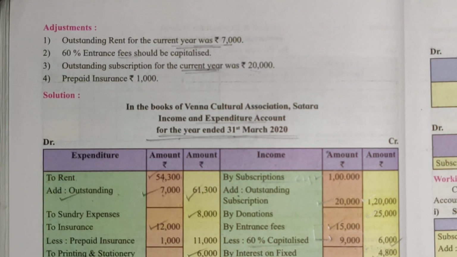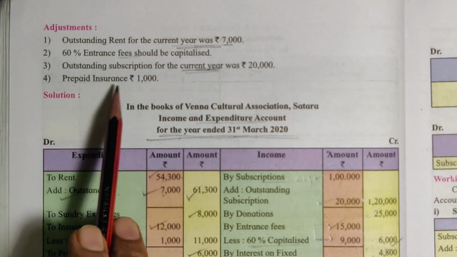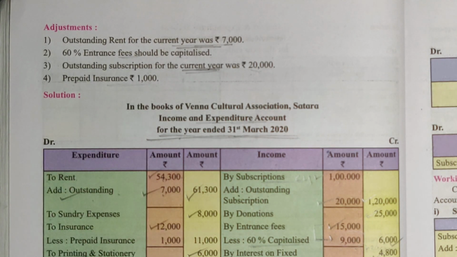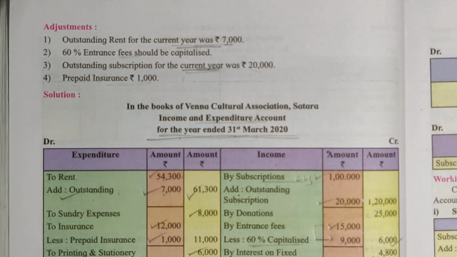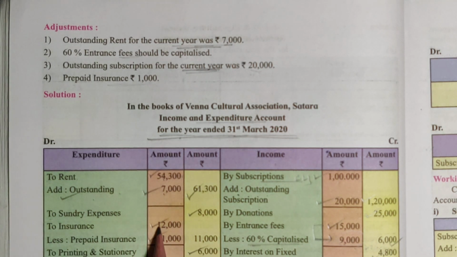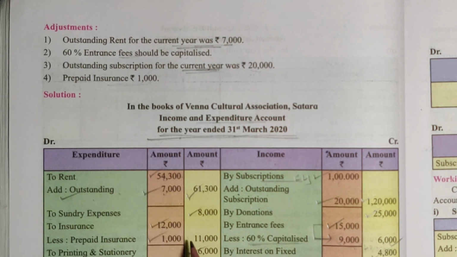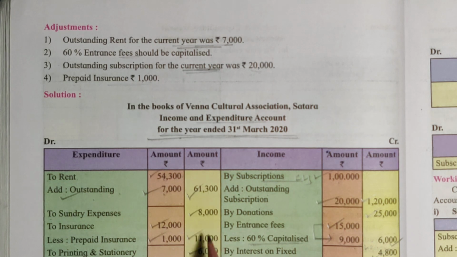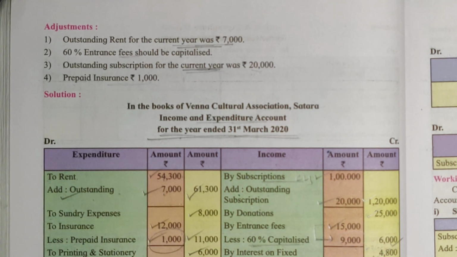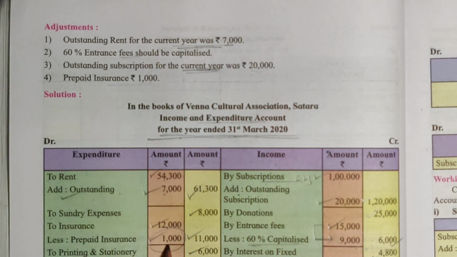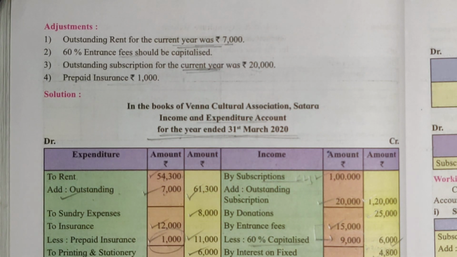Next adjustment, prepaid insurance rupees 1,000. We will deduct it from insurance paid: less prepaid insurance rupees 1,000. So out of 12,000, only insurance of rupees 11,000 belongs to current year, and 1,000 is prepaid insurance. It will appear in the balance sheet asset side as prepaid insurance.